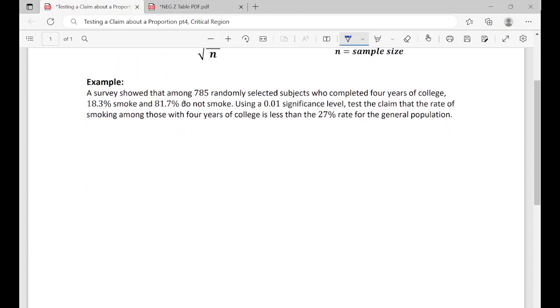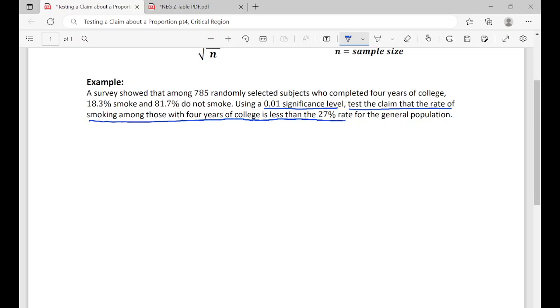A survey showed that among 785 randomly selected subjects who completed 4 years of college, 18.3% smoke and 81.7% do not smoke. We're going to be using a 0.01 significance level to test the claim that the rate of smoking among those with 4 years of college is less than 27% rate for the general population. So we know that our significance level is 0.01, and we are testing the claim that the rate of smoking among those with 4 years of college is less than 27%.